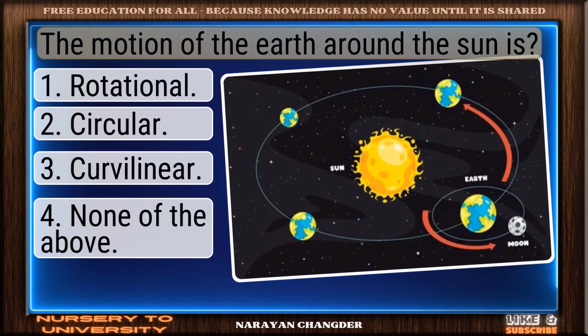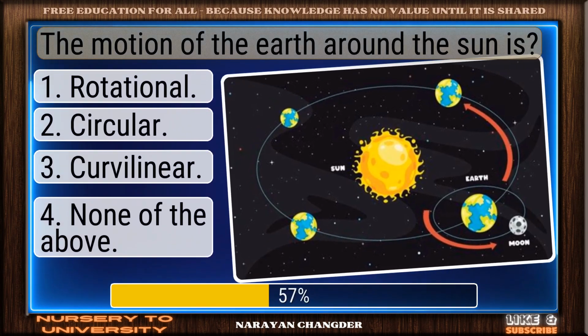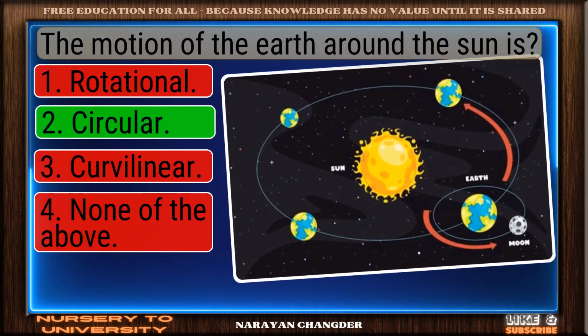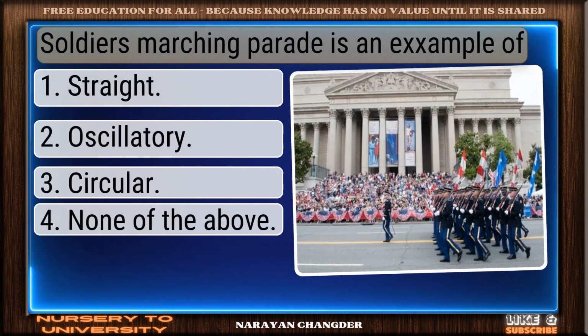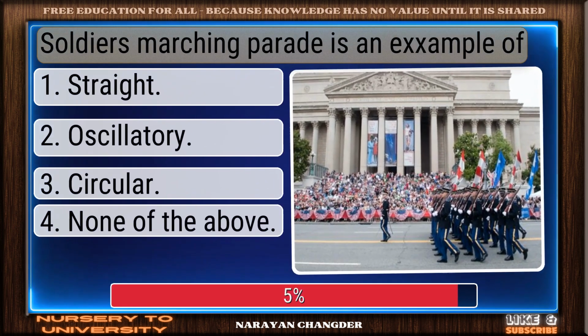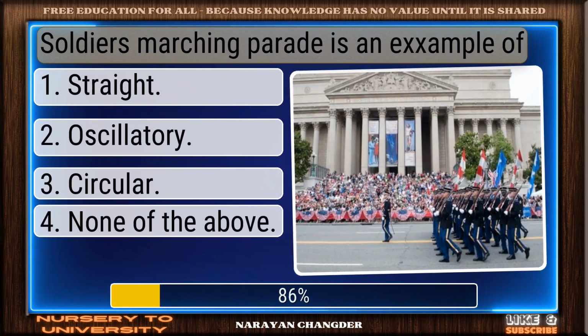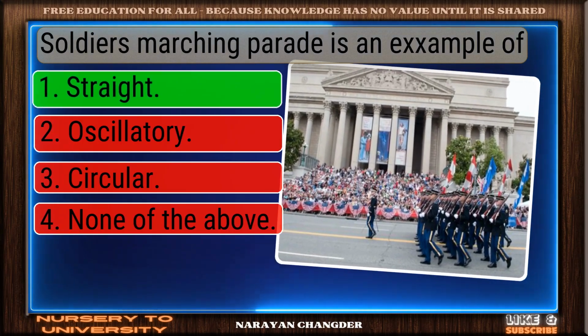Question number 69. The motion of the Earth around the Sun is. Perfect. Circular is the correct choice. Question number 70. Soldiers' marching parade is an example of. Correct. Straight is the right answer.